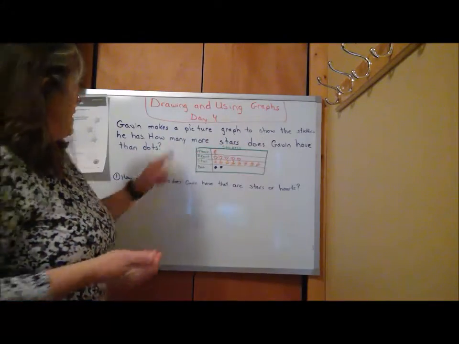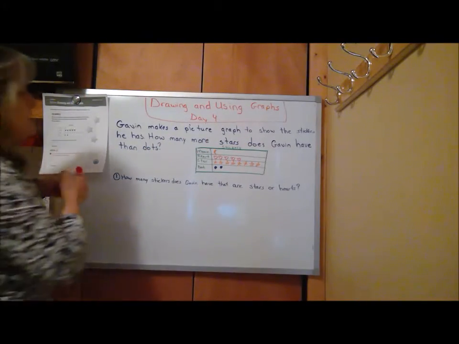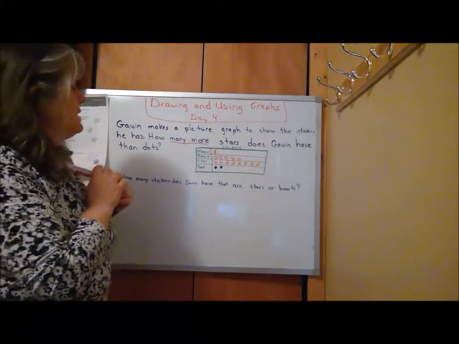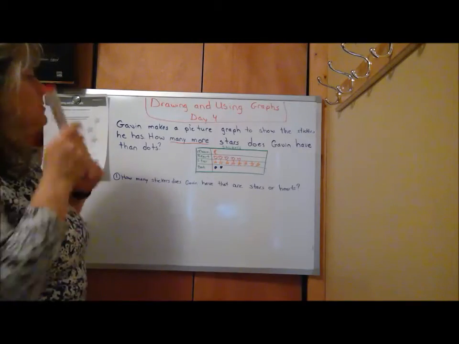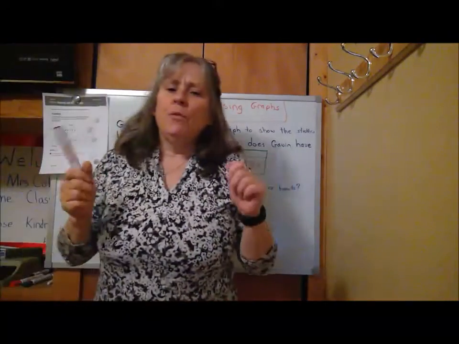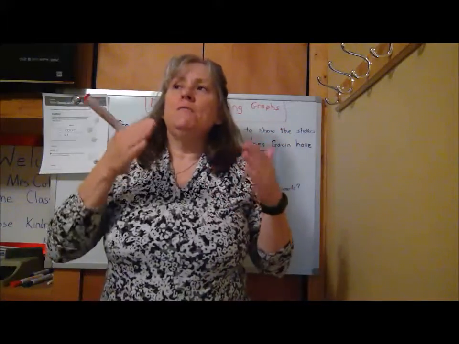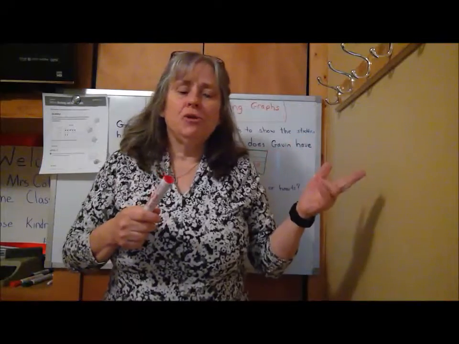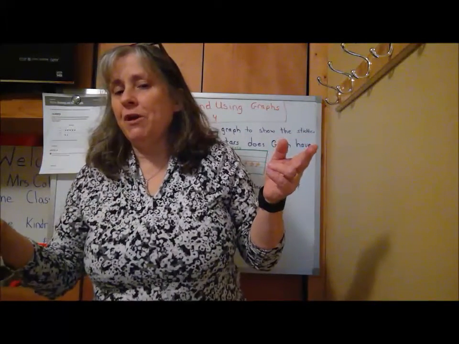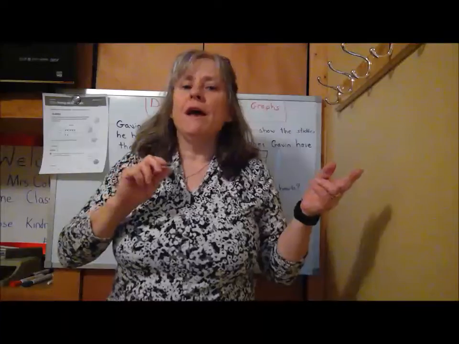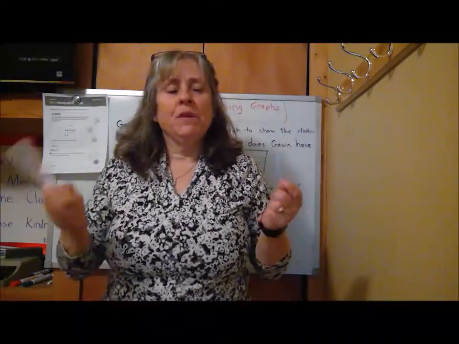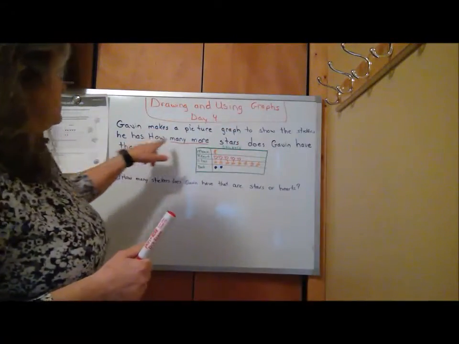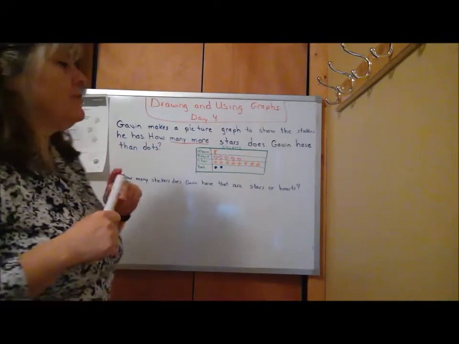We want to know how many more, and I'm going to underline this, how many more stars does Gavin have than dots? So let's think for a second. If we're trying to figure out how many more, that means the difference between. So if I have $2 and you have $3, you have $1 more than I have, or 3 minus 2. So when we see how many more, we know we're going to subtract. We want the difference.